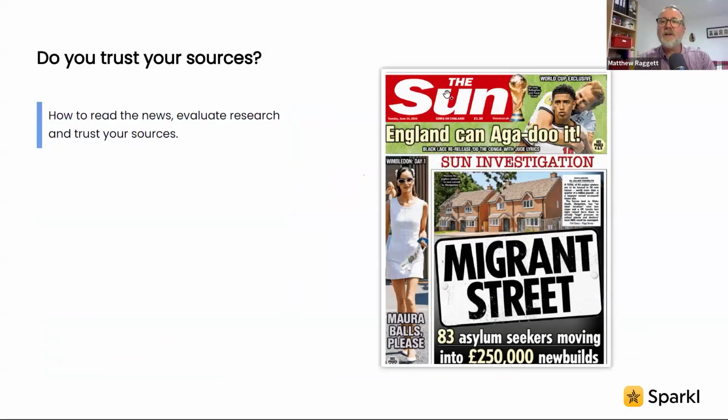So the question is, do I trust my sources? The picture here is the front page of a newspaper. It could have been from anywhere, but I took it from a newspaper called The Sun, which is a paper in the United Kingdom. And I chose it because there's not too much on the front page. You can be absolutely inundated sometimes with information, but I want you to have a look at this front page.